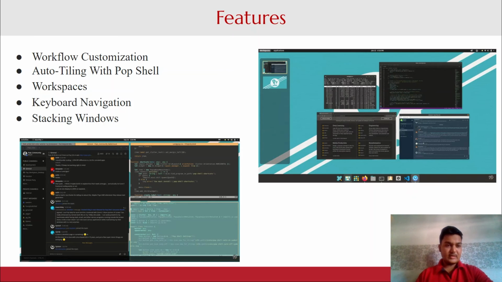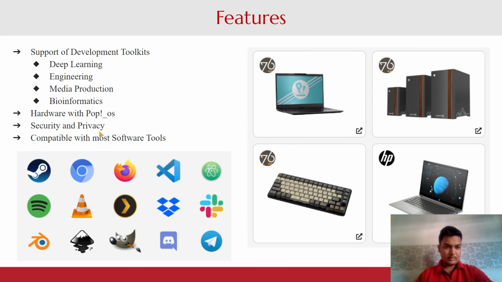The next feature is keyboard navigation. Keyboard shortcuts are used to move and resize windows, search for anything, and launch applications in Pop OS. The next feature of Pop OS is stacking, in which we can stack application windows atop one another like tabs in web browsers. The next feature is that it supports development toolkits for deep learning, engineering, media production, and bioinformatics.